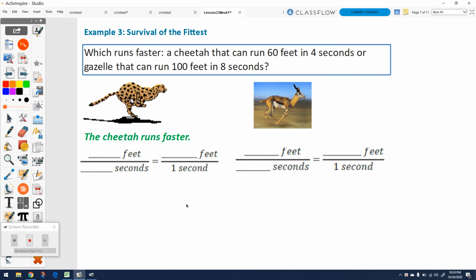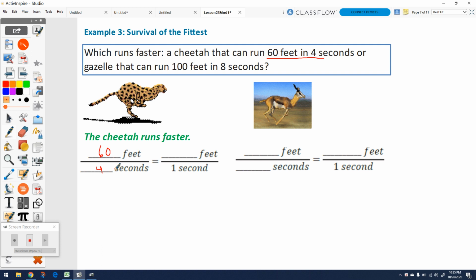Survival of the fittest. Which runs faster? A cheetah that can run 60 feet in 4 seconds, or a gazelle that can run 100 feet in 8 seconds? So let's go ahead. We're going to take a look at our cheetah here. And our cheetah can do 60 feet in 4 seconds. So fill in 60 feet in 4 seconds.